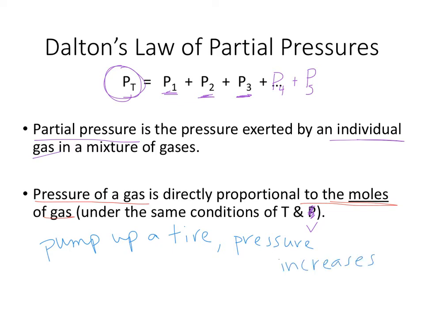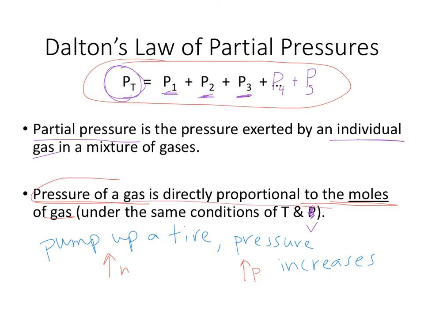Assuming that the volume is not going to get significantly bigger, we already have a tire that's pretty much already pumped up. So we're putting more moles of gas in it. Pumping up a tire increases the number of moles of gas, and then the pressure increases. That's what Dalton's Law says. So we've got two parts of Dalton's Law: that the total pressure is equal to the sum of the individual gases, and that pressure is directly proportional to moles, assuming that temperature and volume are constant.